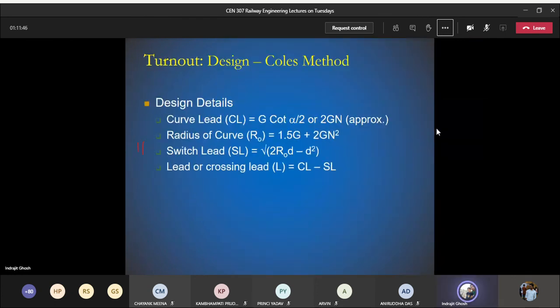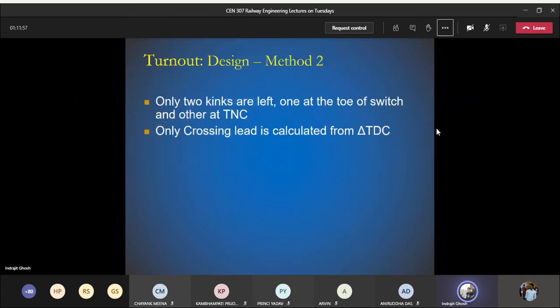Then there are other derivations as well. Everything is based upon geometry. The difference between the first method, second method, and third method is that in the first method we have 3 kinks, and over time, when we have manufacturing facility, we try to get rid of 1 kink gradually. So in the second method, there are 2 kinks remaining. One is at the toe of the switch and another one is at the theoretical nose of crossing. So which one is gone? The one at the heel is gone due to some special arrangement.